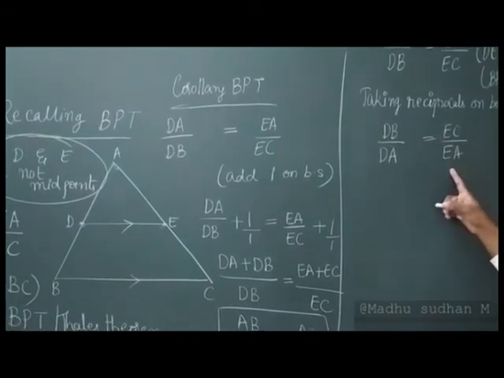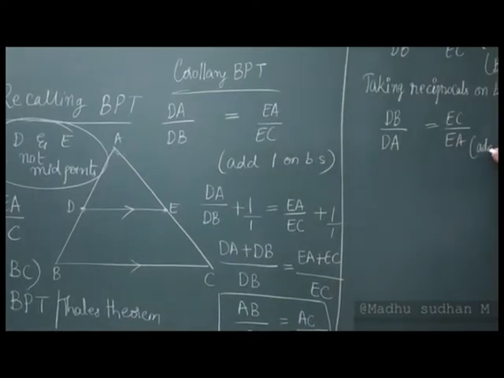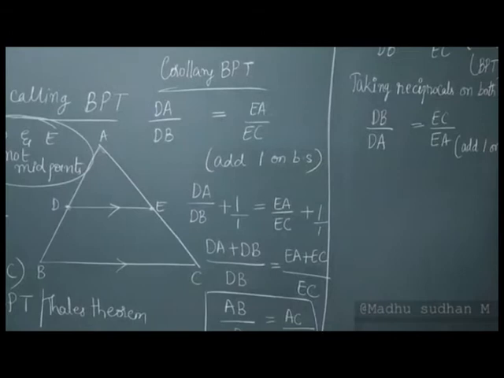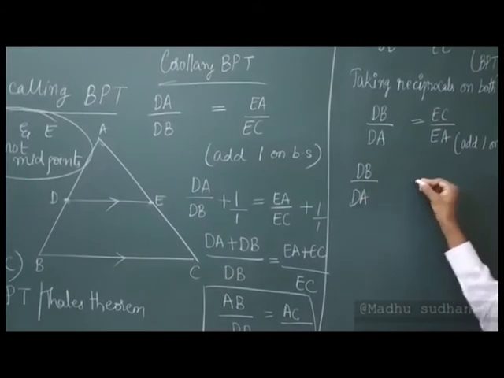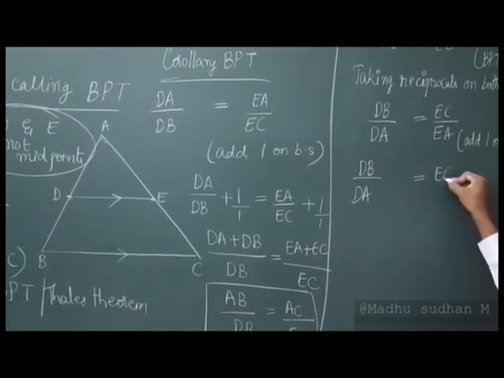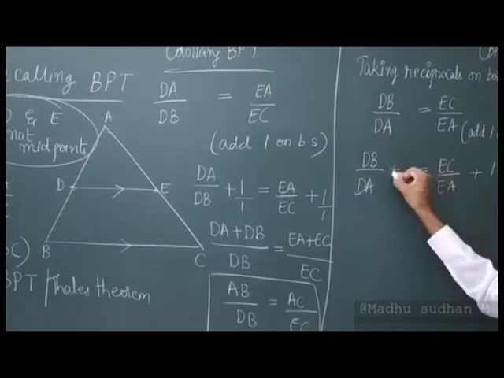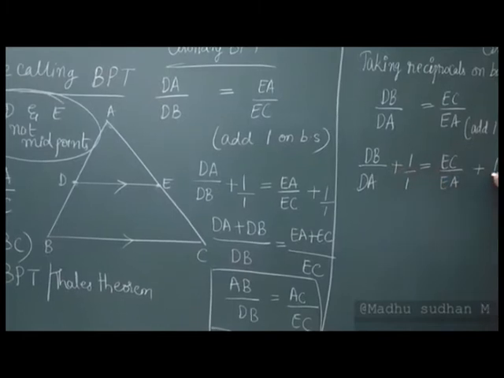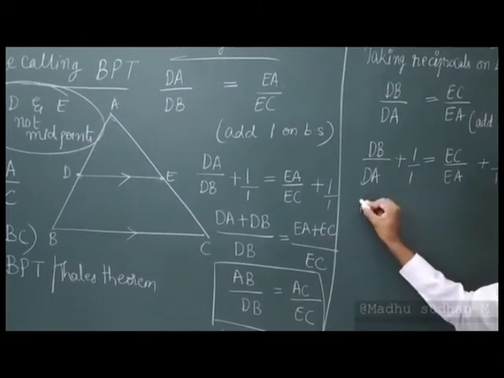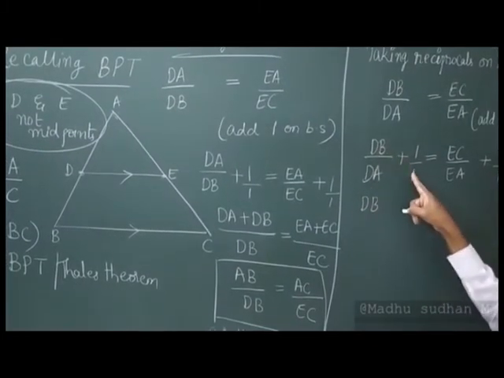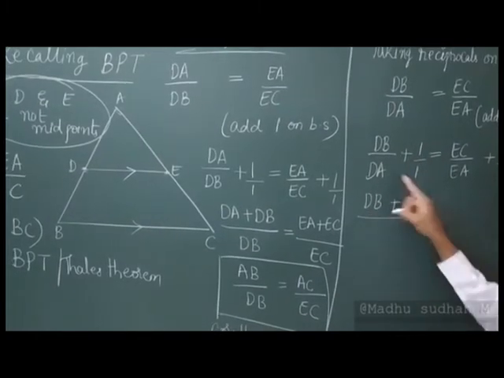Followed it? Now again, similarly, we add 1 on both sides. Let me write this as it is first: DB by DA is equal to EC by EA, adding 1, plus 1, with the denominator understood as 1 here. Then apply the same method: DB into 1 plus DA into 1, this is DA, whole divided by DA into 1.